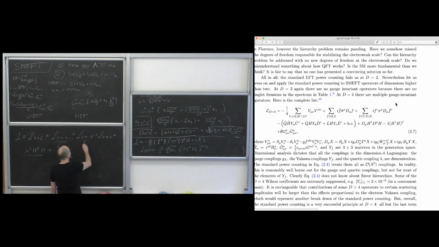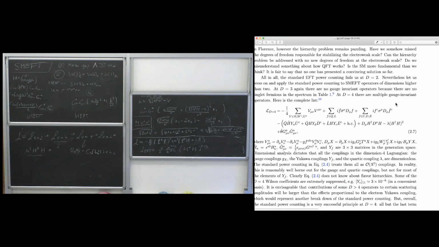So let's go to D equals 5. And here the situation is simpler than at D equals 4 because we have only a single operator. We can write it like that: the neutrino C, neutrino, L_H, C, L_H plus, where this is some symmetric matrix in the generation indices. So you should read it as having a generation index here. This is a matrix, a symmetric matrix.